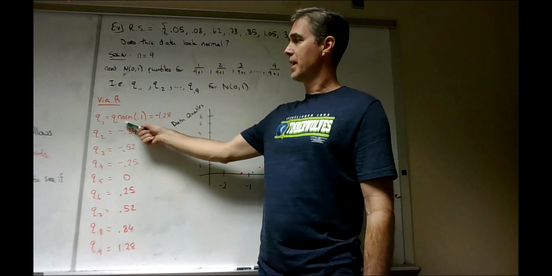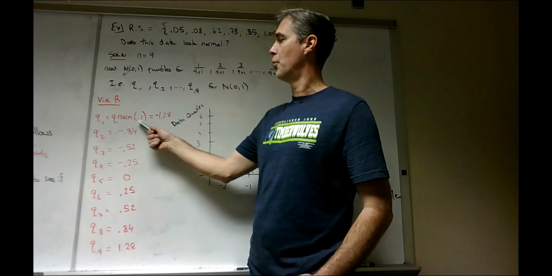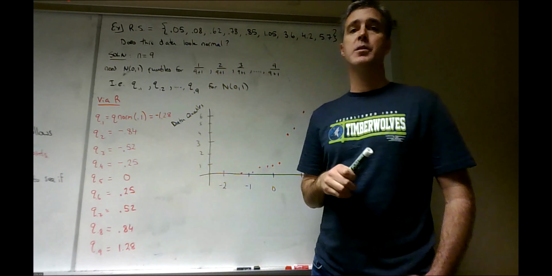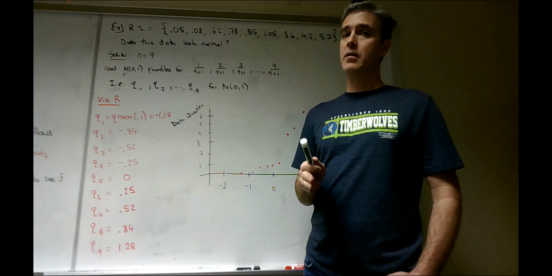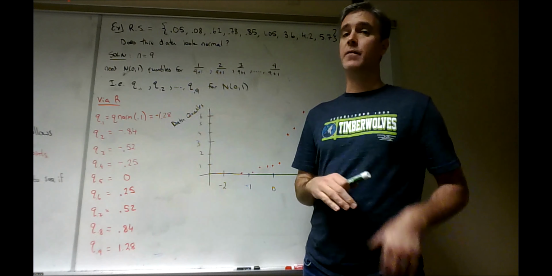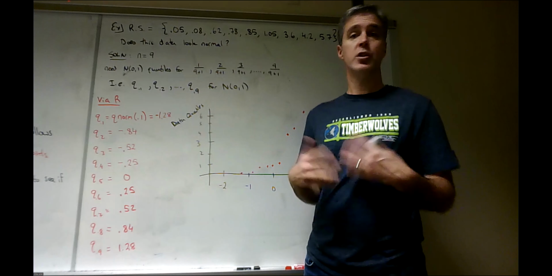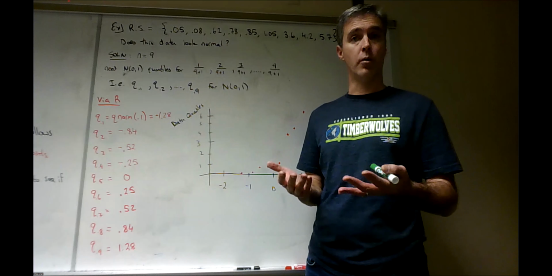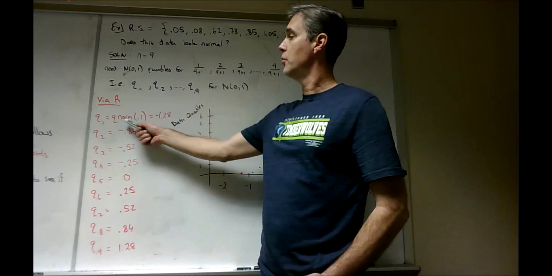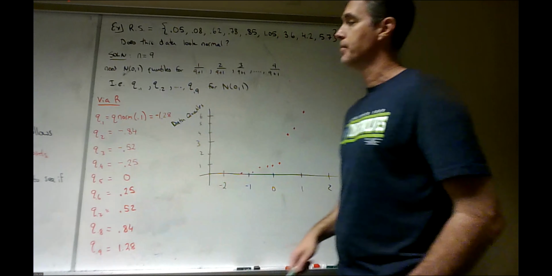Otherwise, I'm going to use this handy command in R. For Q.1, I'm going to do qnorm(.1). Now, I don't need to specify the mean or the standard deviation as I did in the earlier panel, because if you don't specify them, R defaults to assuming you mean the standard normal, which is what we do for a QQ normal plot. So I'm going to do qnorm(.1), qnorm(.2), and I get all these values here.